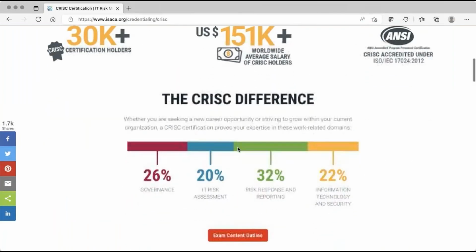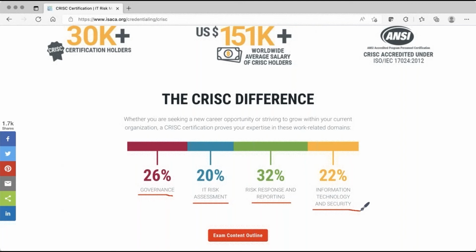Initially, the previous version of this particular course only had these 2 domains. This is only related to your IT: IT risk assessment, and risk response and reporting. In fact, there are like 4 different phases you can think about when you talk about risk. So they've introduced 2 more domains, which are governance, and information technology and security.